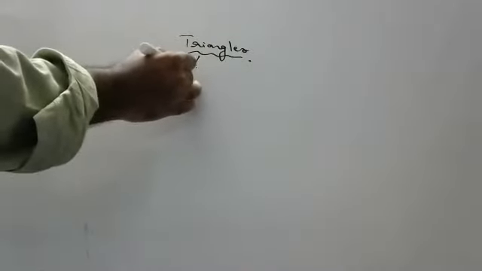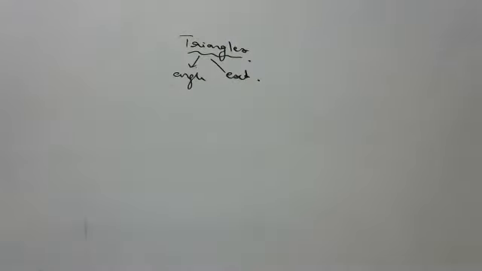So children, triangles basics. We are starting with triangles. This is not comprehensive, children. This is just basic, where we'll study the angle sum property and that the exterior angle is equal to the sum of interior opposite angles. This is the basic, children.